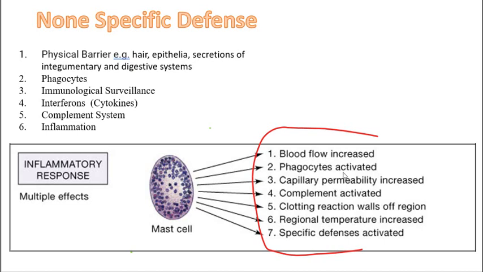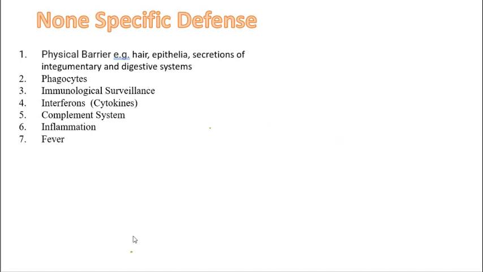So the blood flow to the region increases, phagocytes become activated, capillaries become more permeable, complement activation occurs, the clotting reaction begins to kick in, regional temperature increases, and specific defense activation begins to start.